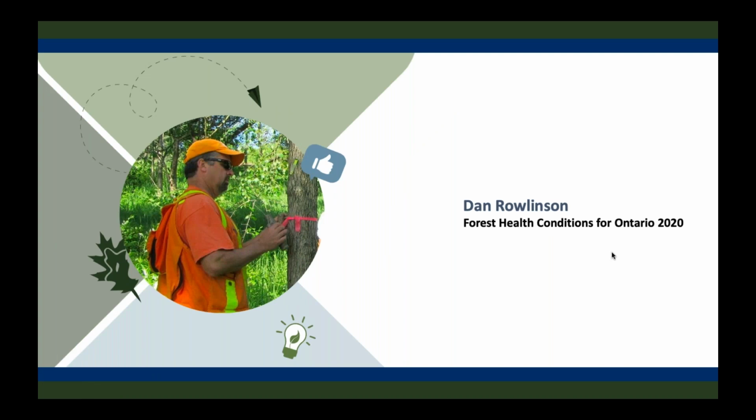And he will be presenting on forest health conditions for Ontario 2020. Dan Rowlinson is the provincial lead for the Ontario Forest Health Monitoring Program, beginning his career in the mid-80s as part of a spruce budworm research team. He now has the role of planning the provincial level forest health monitoring program with the Ministry of Natural Resources and Forestry.